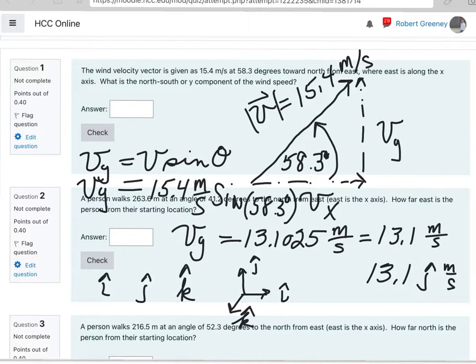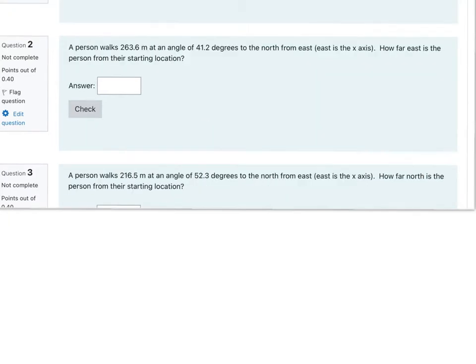All right, let's go to problem 2. All right, problem 2 should be easy. Do the sketch, solve it, and then come back and see what I did.